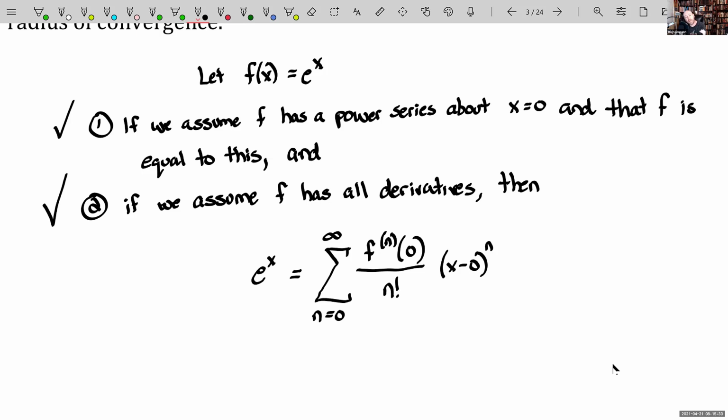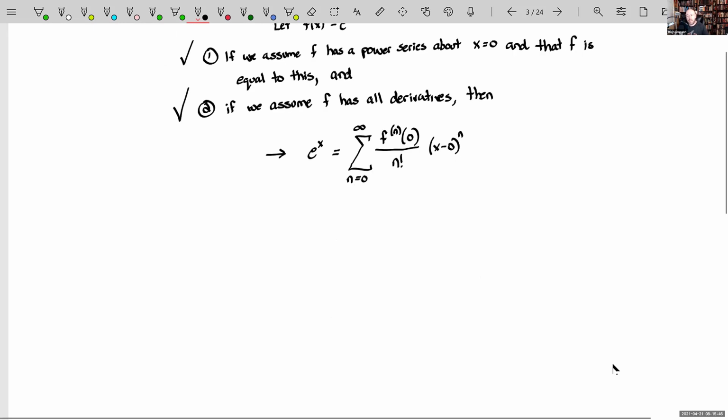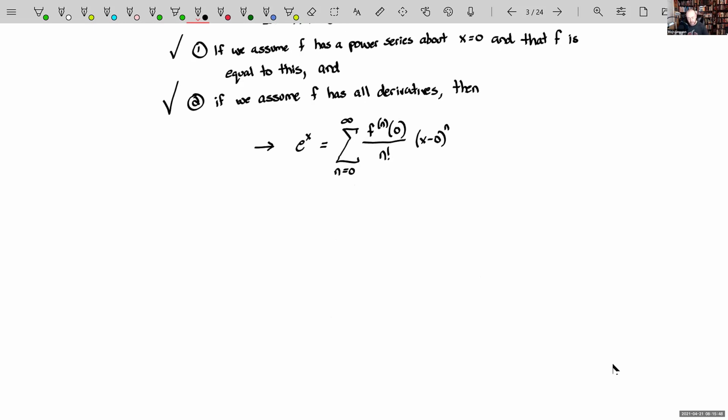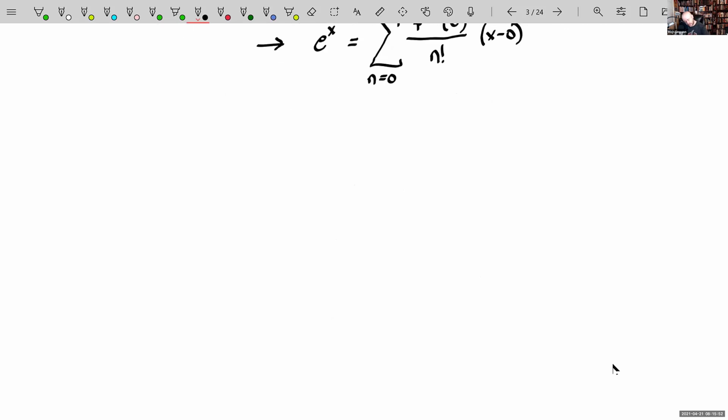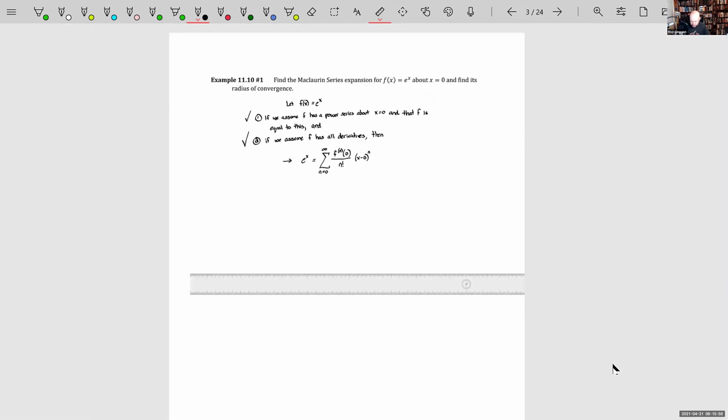So if I said find the power series expansion for e to the x, you could just start here and say, okay, I know e to the x is equal to this. Let's go ahead and find out what all those derivatives are. This one's going to be super easy because it's e to the x, but I want to showcase how you're going to do this. I'm going to build a table, basically. Let me keep it clean here.